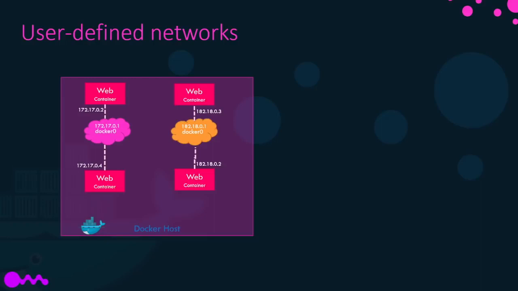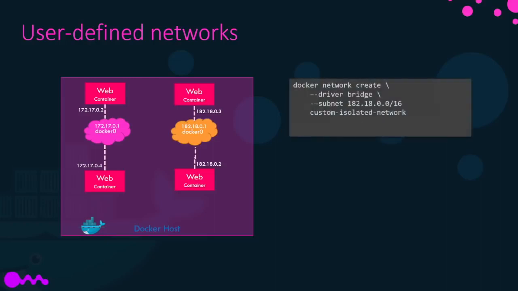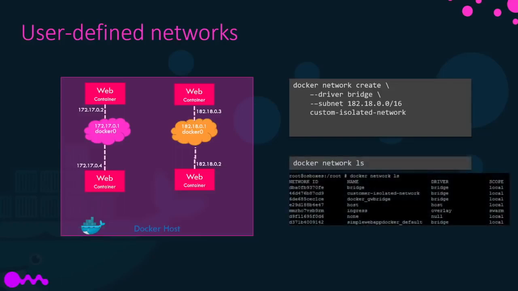We could create our own internal network using the command docker network create and specify the driver, which is bridge in this case, and the subnet for that network, followed by the custom isolated network name. Run the docker network ls command to list all networks.